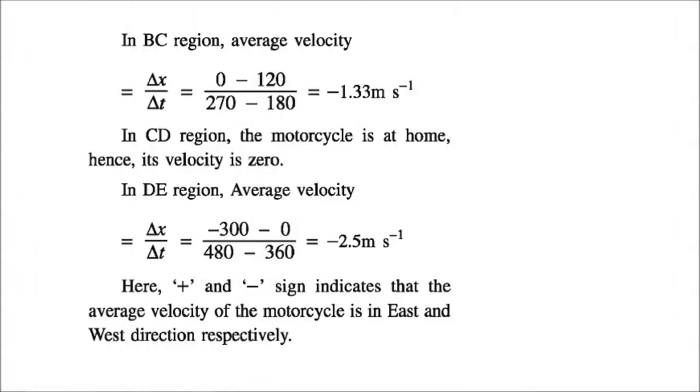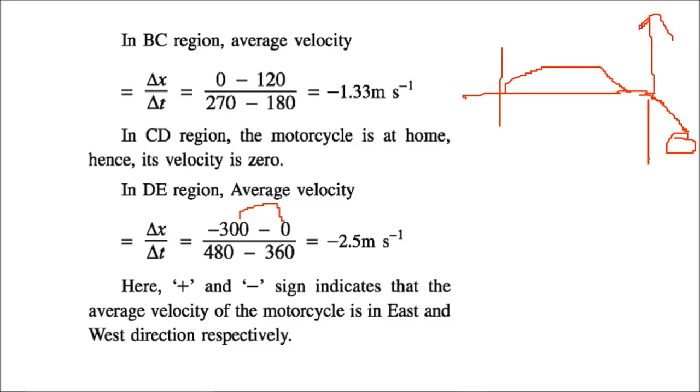So in the next part, I am talking about this part. It was minus 300 minus 0, because we took this as the positive direction and this as the negative direction. So minus 300 minus 0 divided by the time which is already given, 480 minus 360, which is minus 2.5 meters per second. The plus and negative signs you see here indicate that the average velocity of the motorcycle is in the east direction and west direction respectively: plus for east and negative for west.